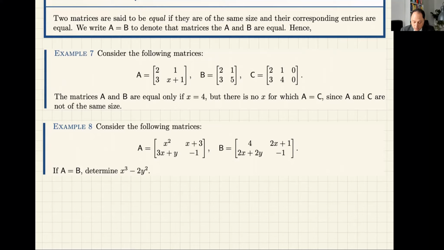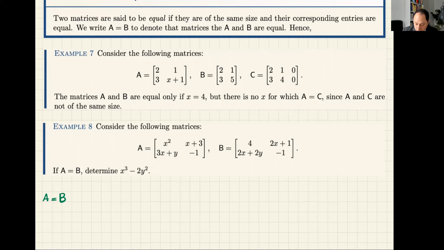Consider the following matrices. I have given you two matrices. If A is equal to B, determine x to the 3 minus 2y squared. Okay, a very, very simple exercise. So you are telling me that A is equal to B. I am sure that the orders should match.